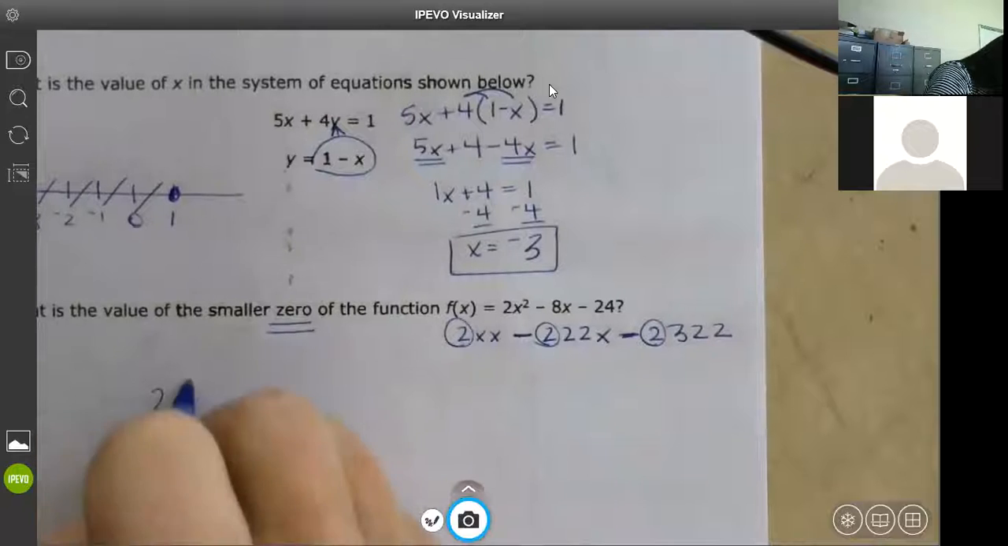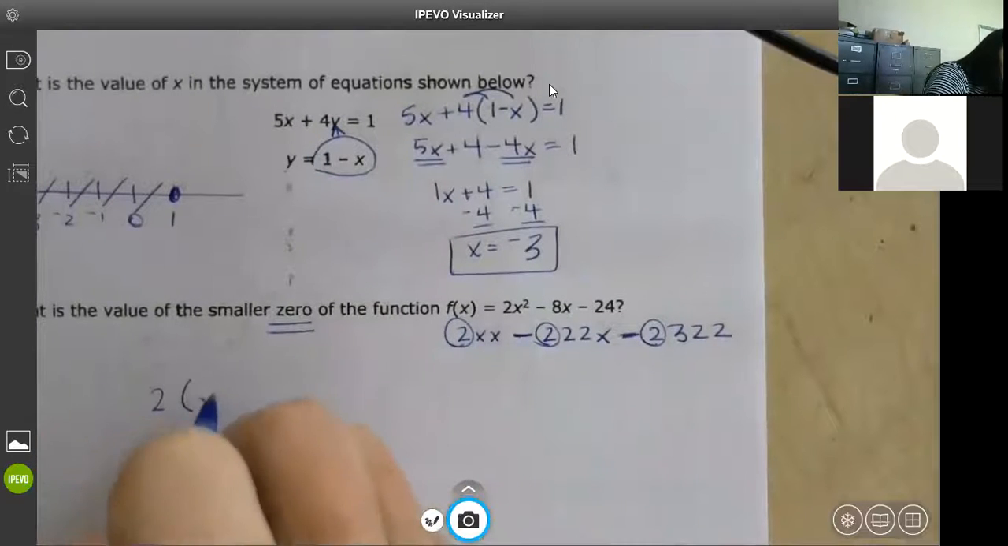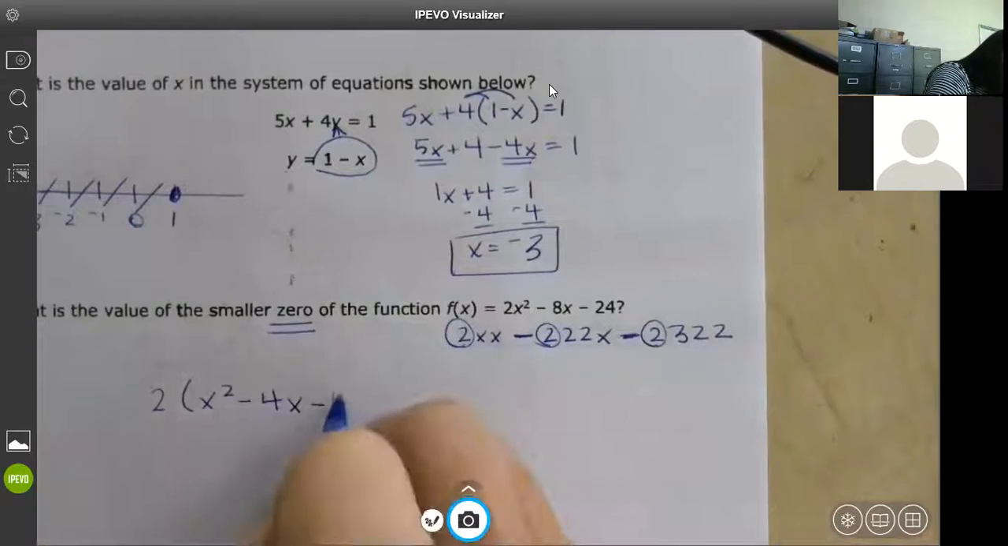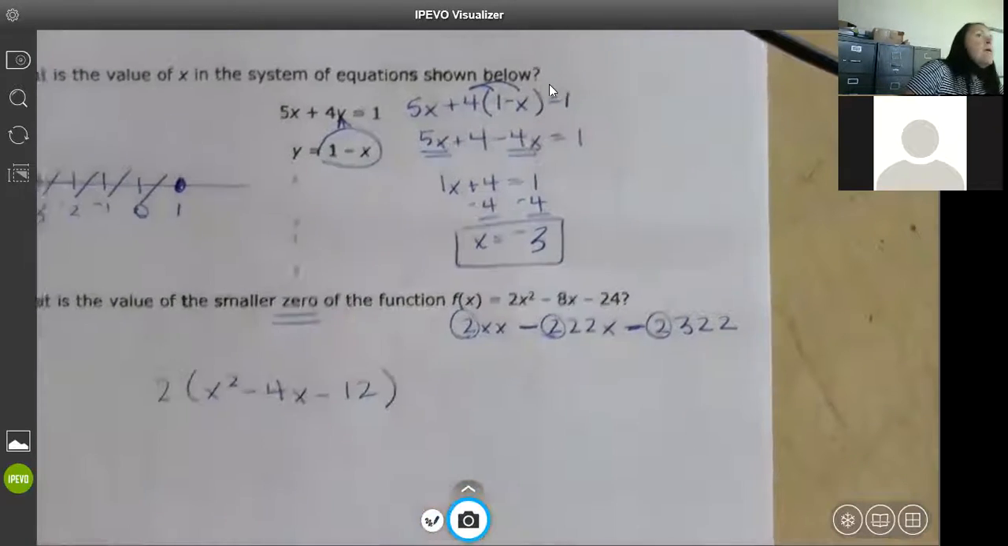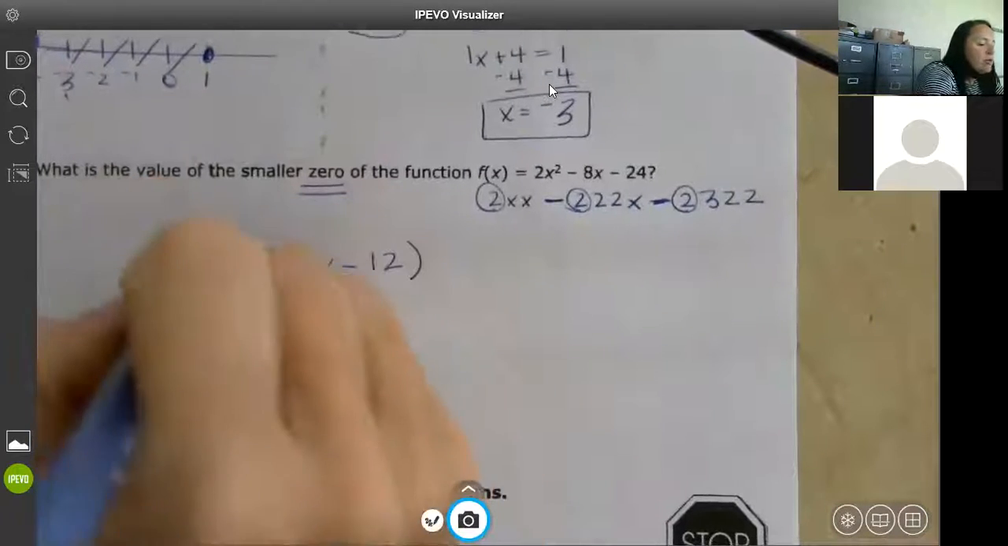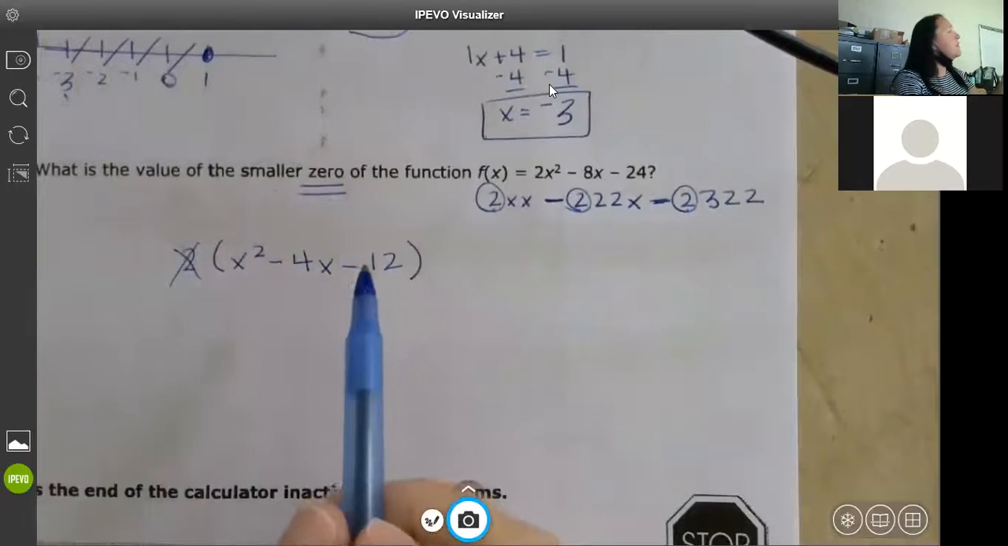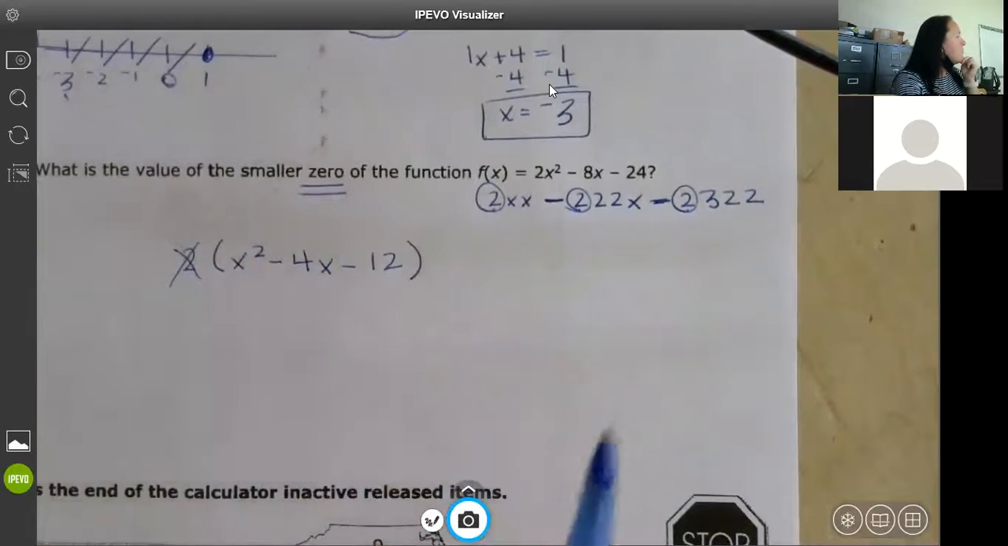So we're going to take that 2 out, and we're left with x squared minus 4x minus 12. When we have 3 terms, remember this 2 doesn't matter out here anymore. It only matters if you're just factoring. If you're trying to solve it or find zeros, that 2 doesn't matter. When we have 3 terms, we either do cheater method or we do slide and divide. Which one can we use on this one?